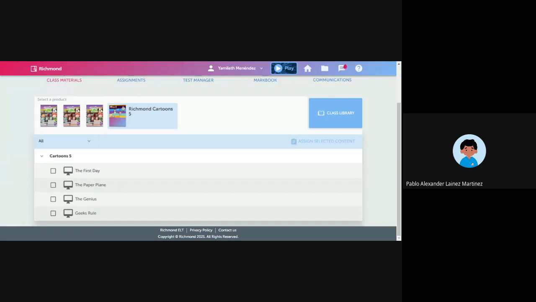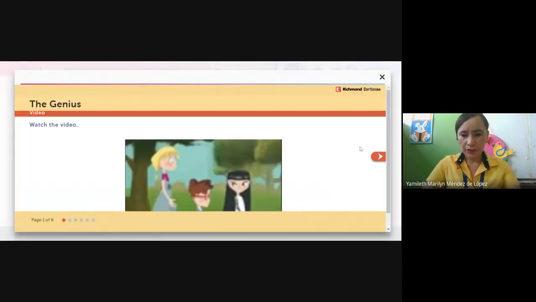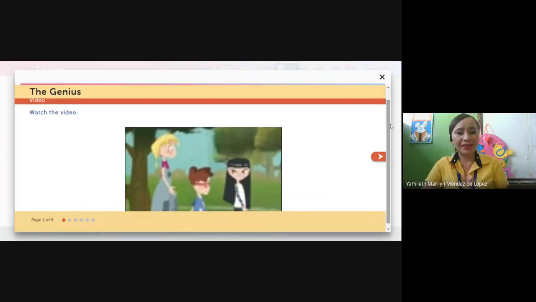The content is the genius. Yeah, remember it. I already mentioned the content, that is the genius. So click on the genius. And the first activity consists of watching the video. You have to watch the video carefully. Try to understand the main content in the video. Then we are going to continue with the rest of the activities.